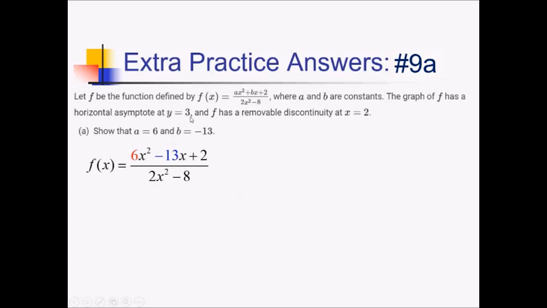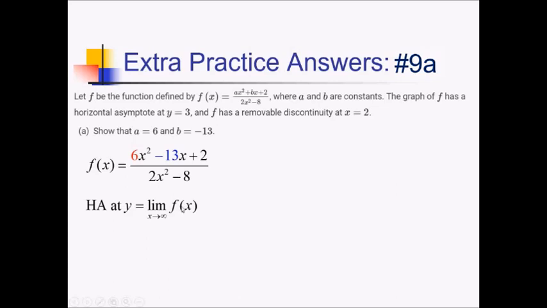That one's fairly easy. Horizontal asymptote at 3, you're basically saying the limit as x approaches infinity of this function needs to be 3. So let's check that out. Limit as x approaches infinity, or negative infinity. Since it's a rational function, they'll both give you the same asymptote.